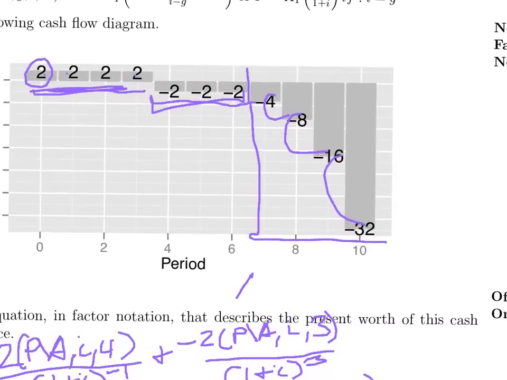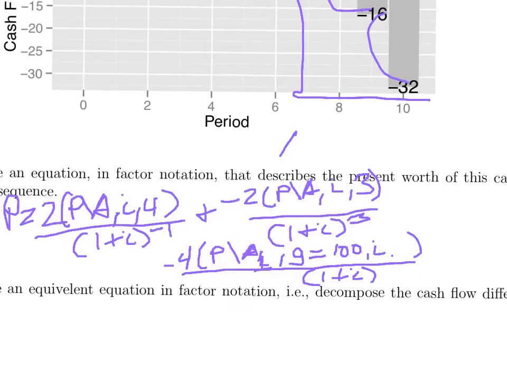The last little component is this geometric gradient that's right here. So this is the one that starts at -4 and then doubles each time. So there's 1, 2, 3, 4 of these. So we can go ahead and pop that down into our equation. 4. You don't have to add 1, that's only for the linear gradient. And the last time you see one of these values is in time period 10. So what I'm going to do is pop a 6 in for that exponent. 6 plus 4 is 10.